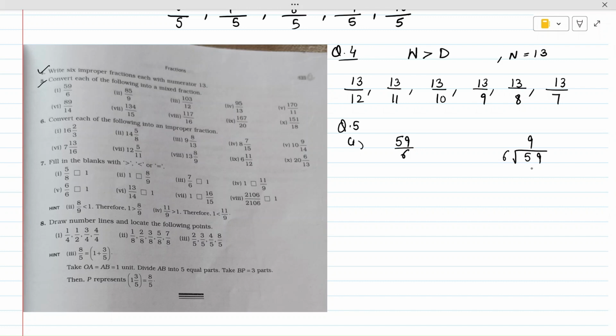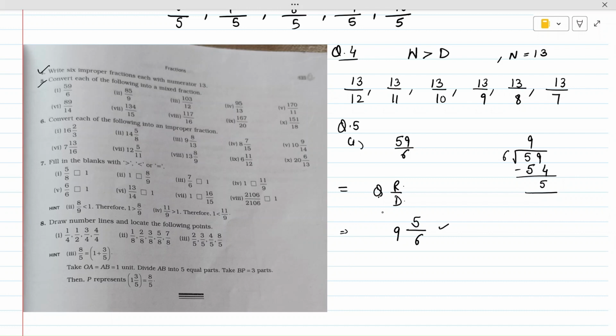6 into 9 is 54. Then 9 minus 4 will give us 5. Okay. Now mixed fraction is equal to what? We are using a formula Q R by D, where Q is the quotient, R is remainder and D is the divisor. Okay. So in place of this, let us put the numbers. Q is 9, quotient is 9, here remainder is 5 and the divisor is 6. This is the mixed fraction which we want here.